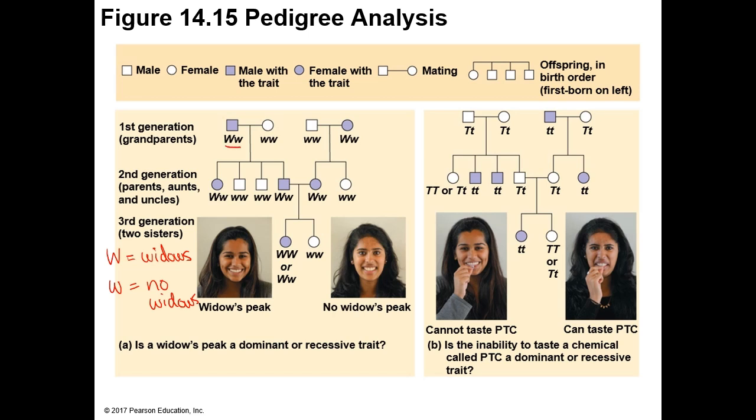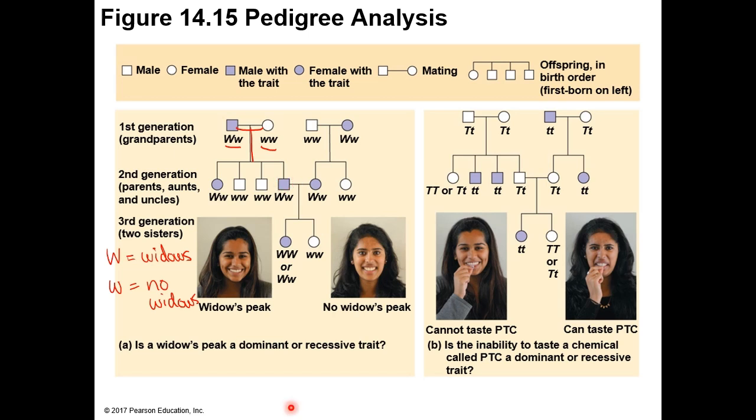For the first generation, who are the grandparents, the male is going to be heterozygous, but is still going to express the widow's peak due to the law of dominance. The female is homozygous recessive, which means that they don't have the widow's peak. They both mate together and have 4 children. 2 of the children do not have the widow's peak, and 2 do have the widow's peak, which is 1 male right here.